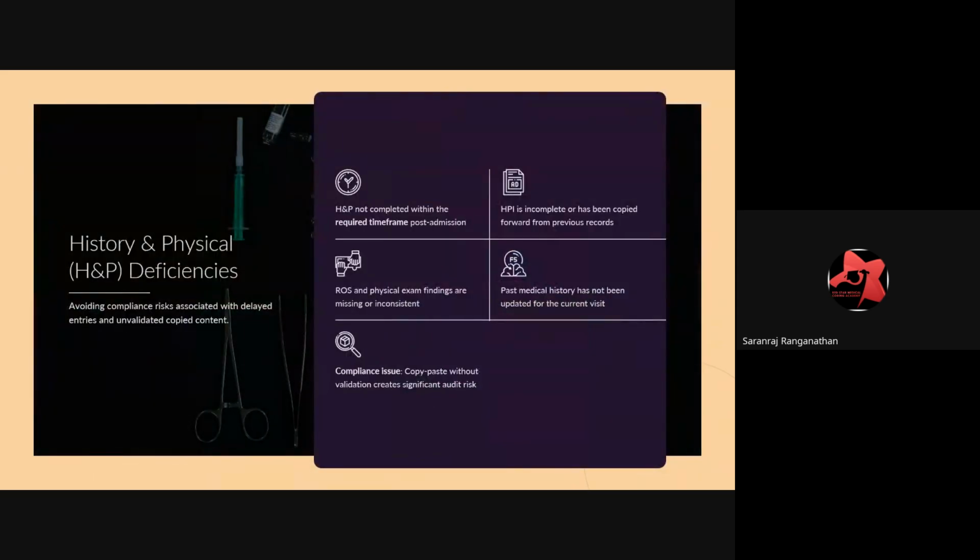Then next is related to the history and the physical. When it comes to the history and physical deficiency, we need to ensure a complete H&P, complete patient past history, and physical documentation, and ROS, the review of systems. These all need to be documented very clearly. Without proper documentation, we cannot go ahead. Here, sometimes the documentation formats will be the same, and the physician used to copy paste. That needs to be avoided.